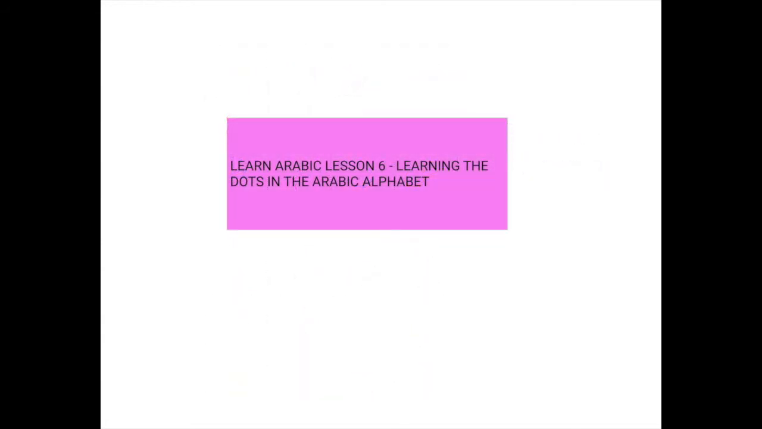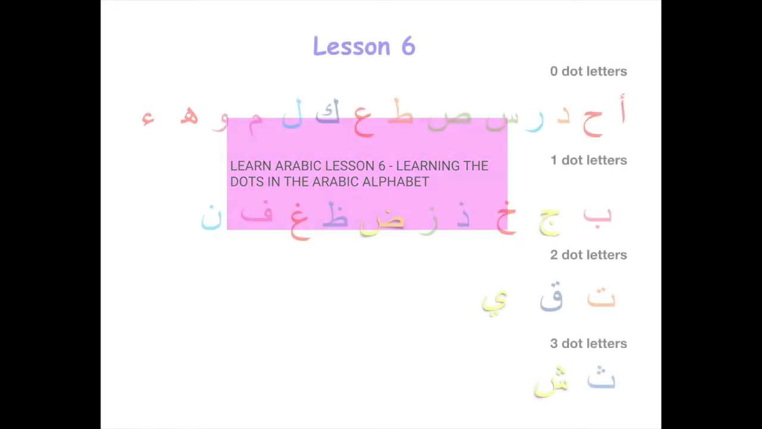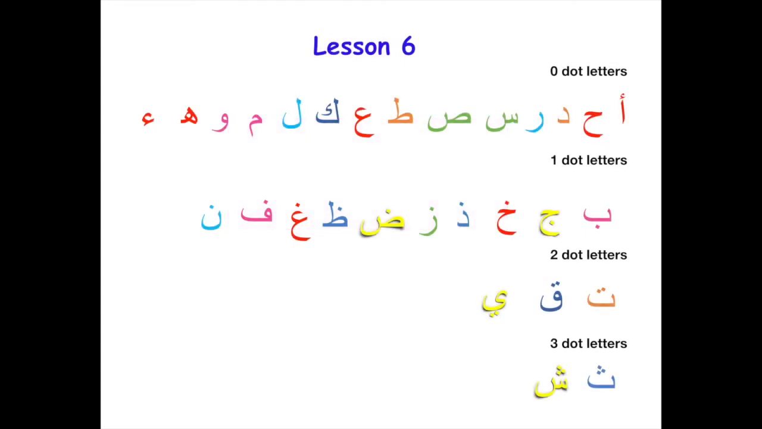Moving on to lesson number 6, we looked at dots to help you distinguish between all the letters, because if they're so new for you, it can get quite complicated and confusing. So we looked at what the dots look like. So here you can see I've split up the letters into whether they have no dots, 1 dot, 2 and 3 dots.